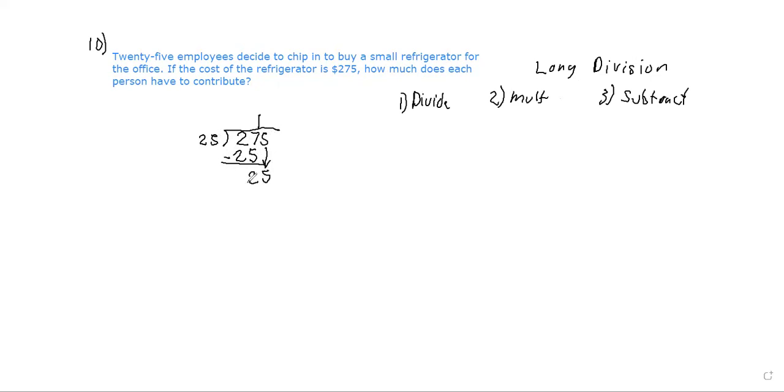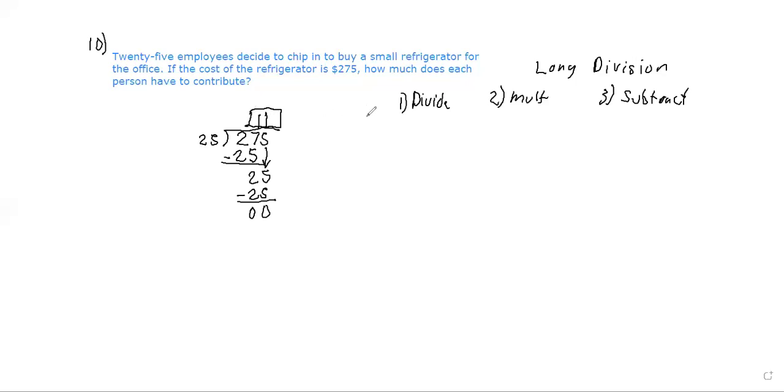So 25 goes into 25, yes. How many times? One time. We put the 1 right over the 5 that we just brought down. We did the division, and now we do the multiplication. 1 times 25 is 25. We write that 25 underneath here, and then we do the subtraction. We subtract this 25 from this 25 and get 0. Since we got 0 and there are no more digits, we know we're done. So our answer is 11.